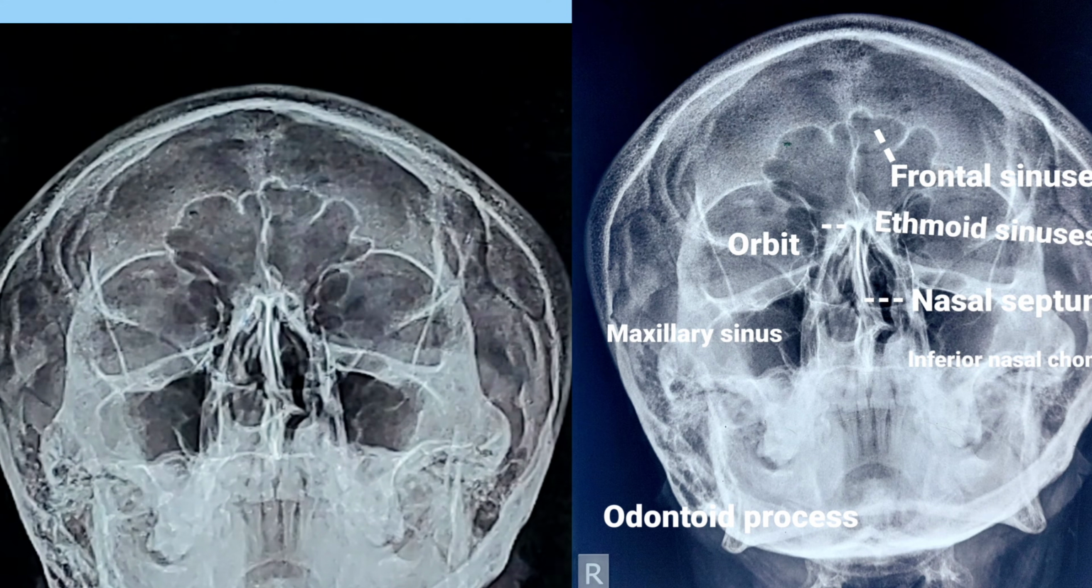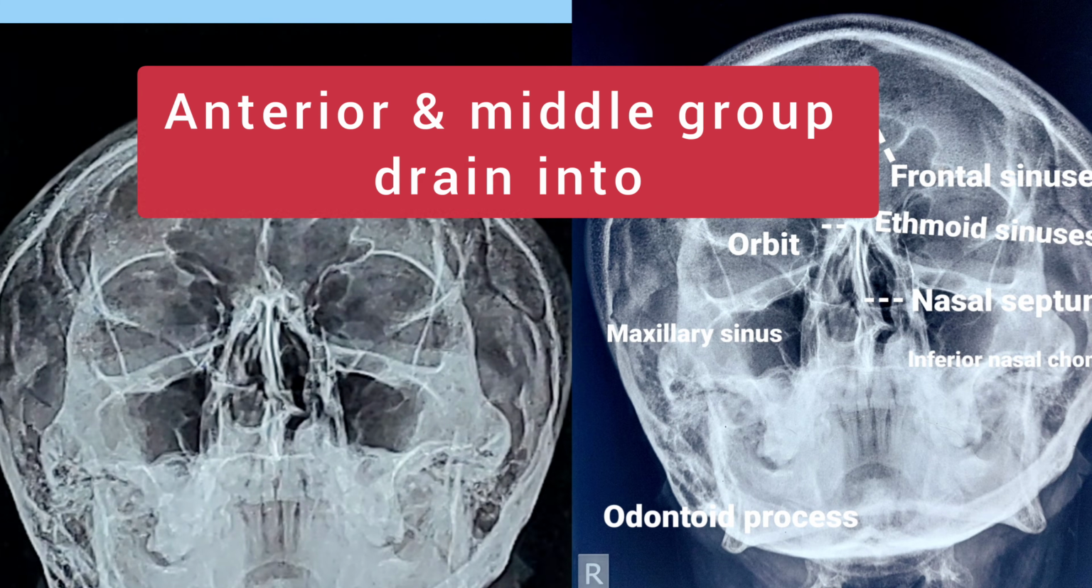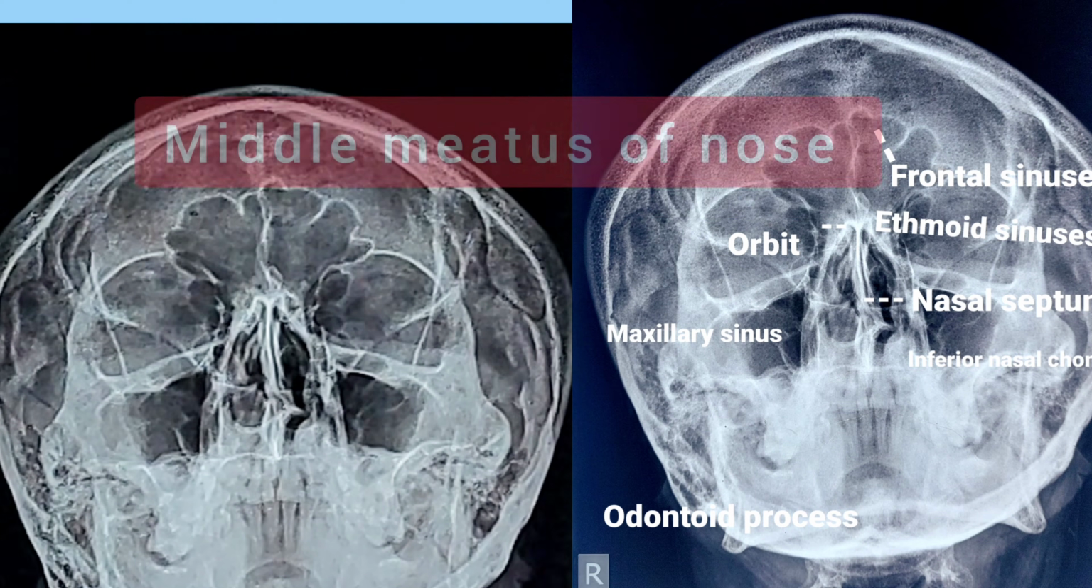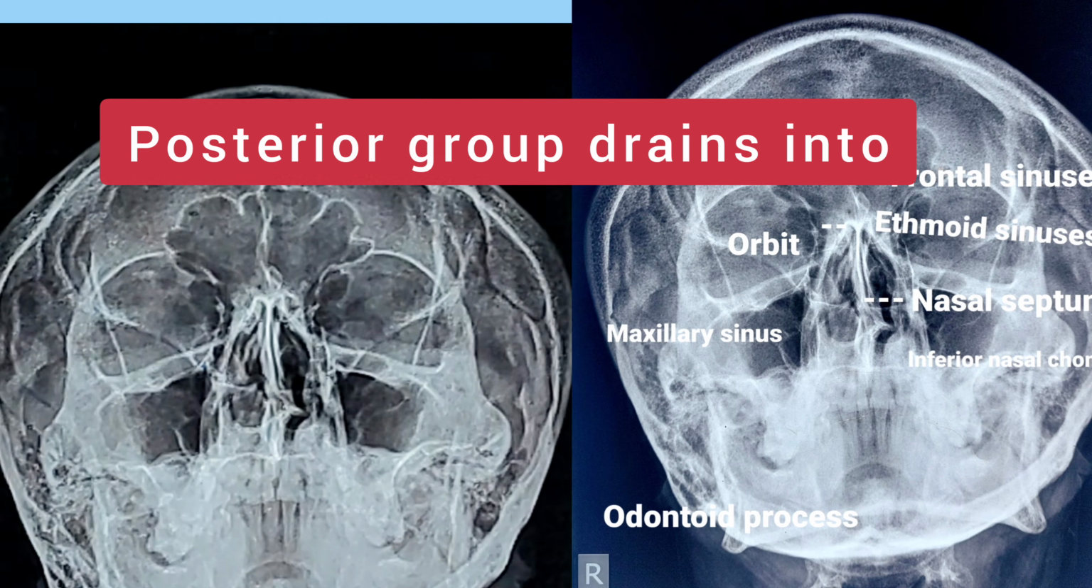In the anterior group, the number of air sinuses may be 3 to 7, in the middle, maybe 1 to 7, and posteriorly, 1 to 11. Anyway, the total number of ethmoidal air sinuses, including anterior, middle and posterior, is about 3 to 18. Anterior and middle air sinuses open into the middle meatus of the nose, and posterior air sinuses open into the superior meatus of the nose.